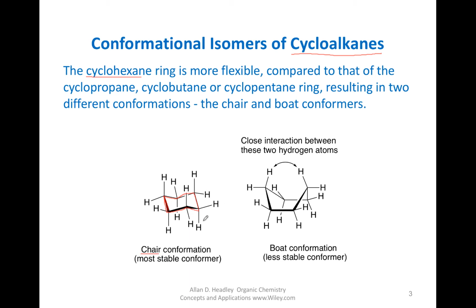Another conformer is described as the boat conformer, and here's a boat conformer. And of course it gets back down into the boat. So you can see that looks like a boat. So that's why it's called a boat conformer. So these are the two extreme conformers of cyclohexane. One is more stable and the other one is less stable.